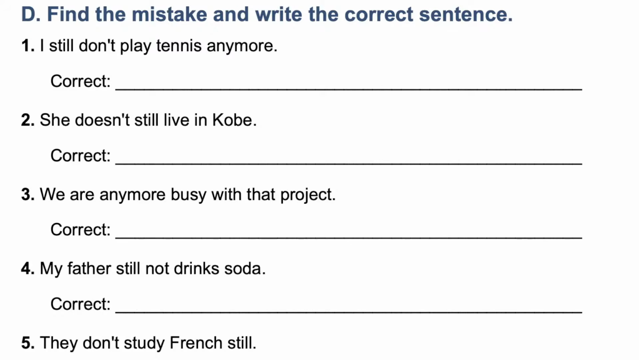Number 2, we can use still or anymore. She still lives in Kobe, or we can say she doesn't live in Kobe anymore. Number 3, we are still busy with that project, or we can say we aren't busy with that project anymore.